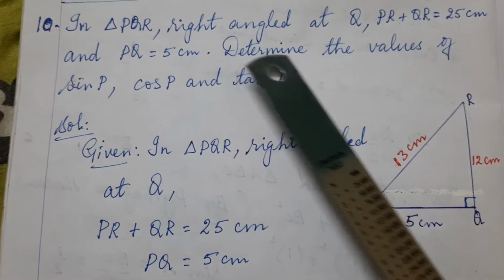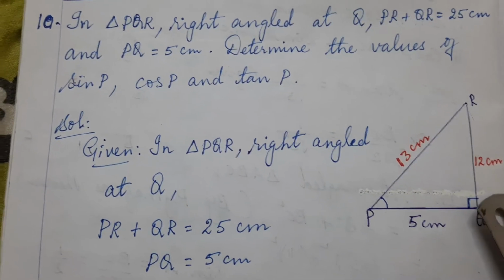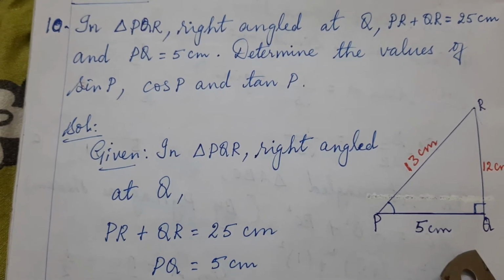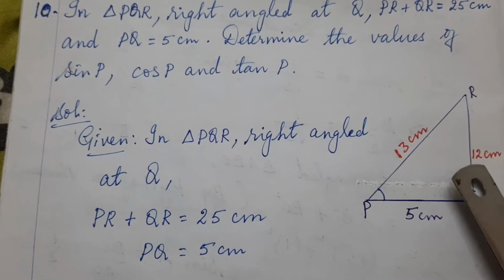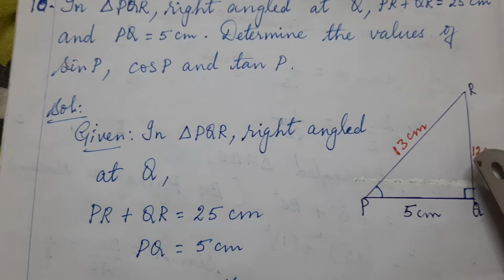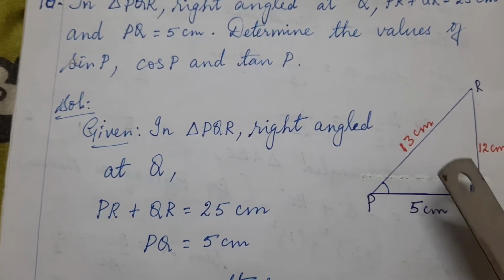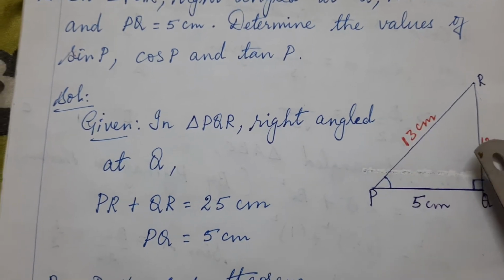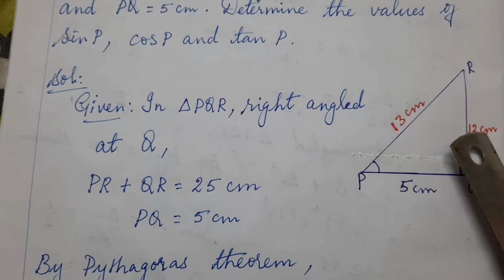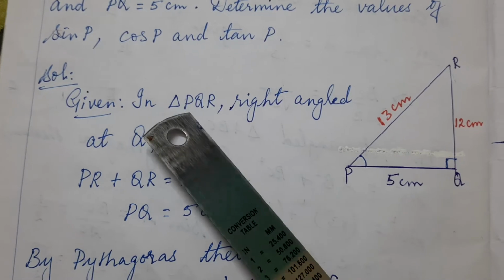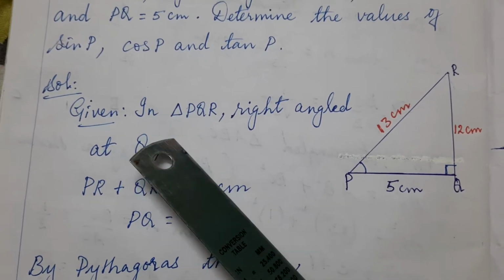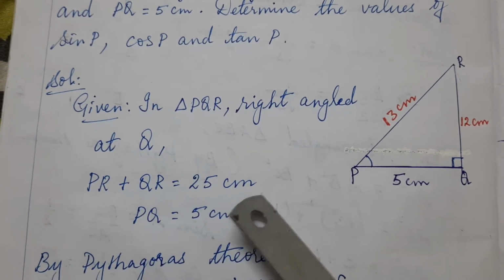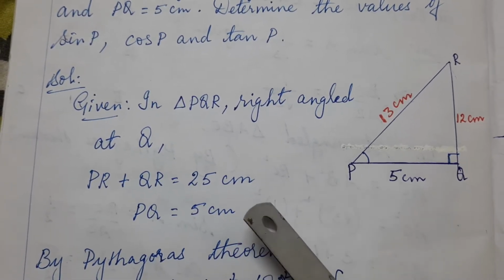So according to the question, let us draw a right angle triangle where Q is 90 degrees. PQ is given as 5 cm. Here these two values I have written in red color, that means after finding, I have written these values to differentiate between what is given and what is not given. So these two values you should not write first. First you have to find out and then write. So as usual, let us write the given. In triangle PQR, right angled at Q, PR plus QR is 25 cm, PQ is equal to 5 cm. This is given in the question.